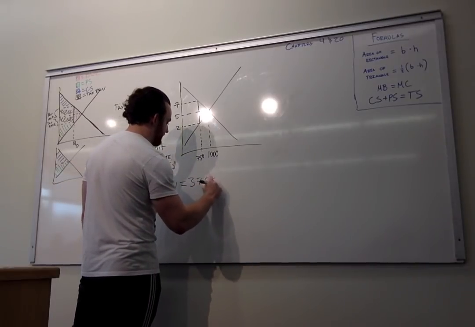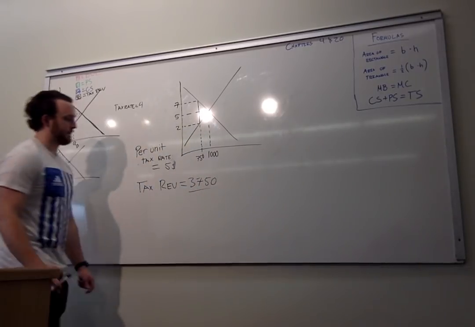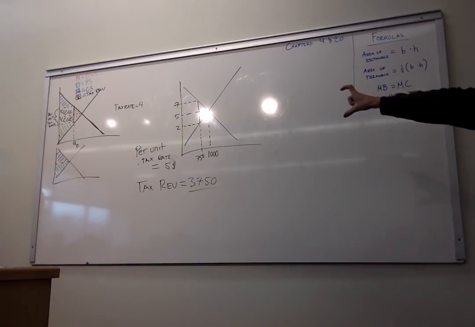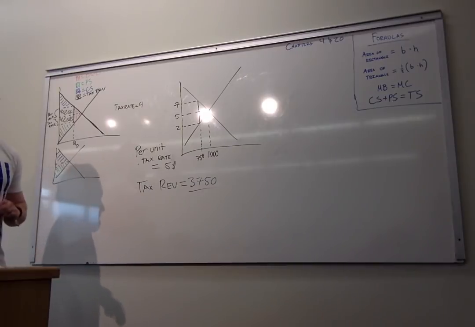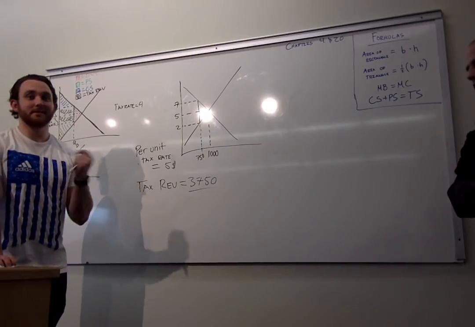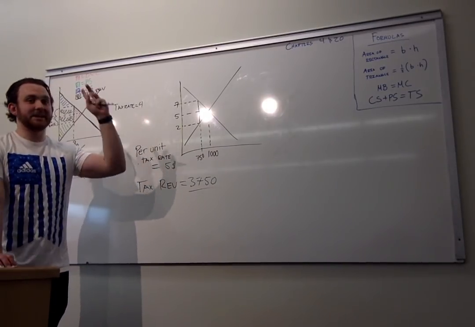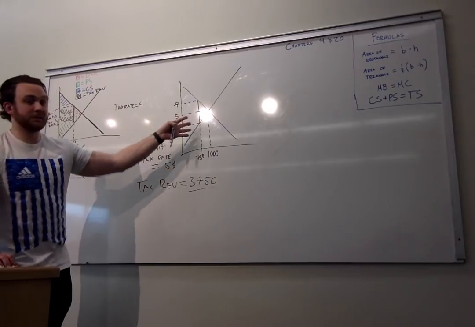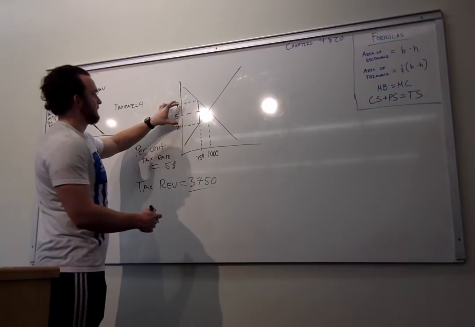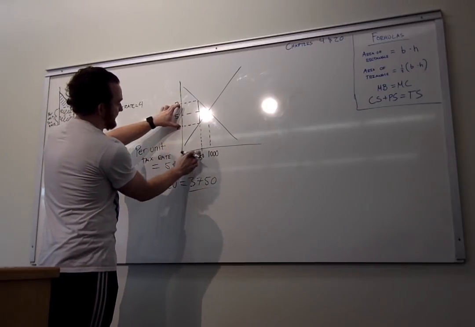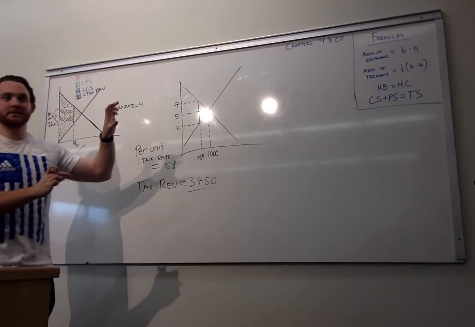Wait, what did you just do? So he just multiplied the per unit tax rate times the quantity, which was $7.50, and that gives you the tax revenue. So yeah, like he said, per unit tax rate times the quantity, or if you want to think of it in terms of the rectangle, the base times the height. So this times this. So 750 times 5.